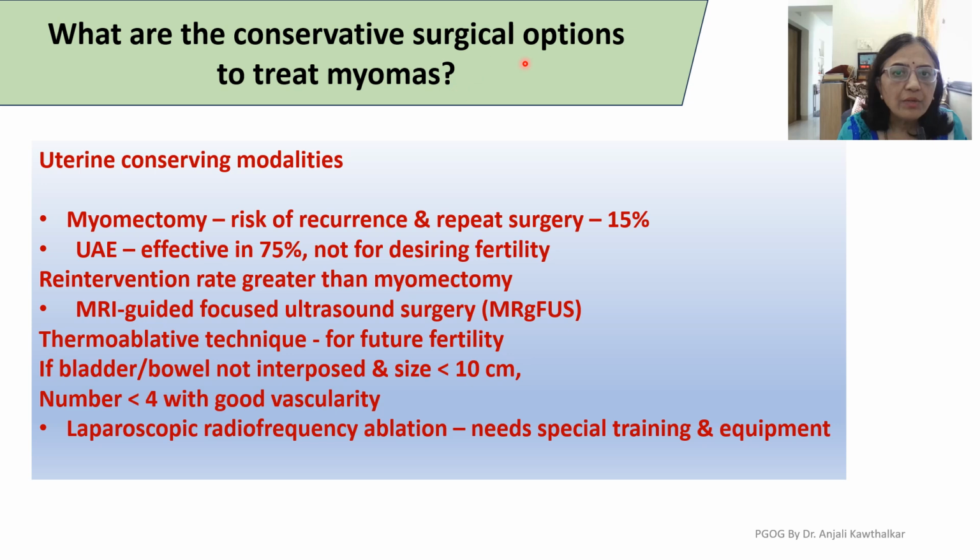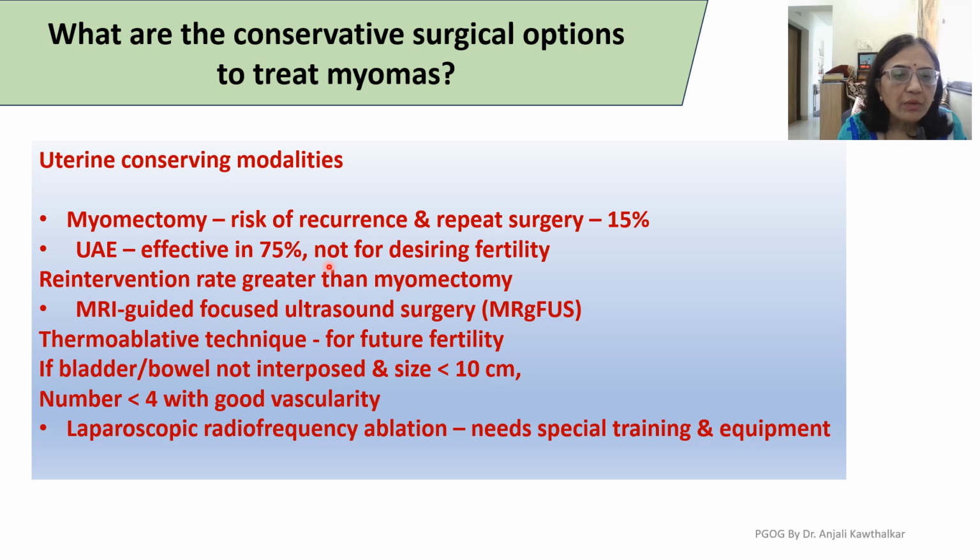What are the conservative surgical options to treat myomas? If this question is asked, myomectomy, but we need to explain that risk of recurrence of fibroids or repeat surgery is around 10 to 15%. Uterine artery embolization is effective in 75% of the women who fit for the indication of this conservative surgical modality.